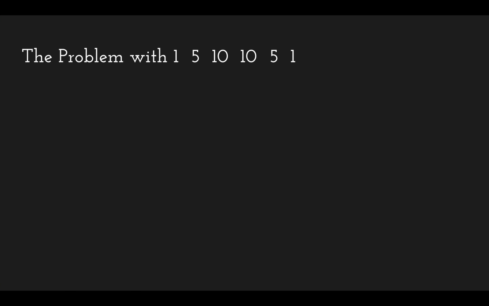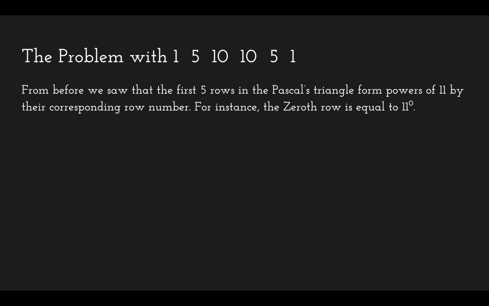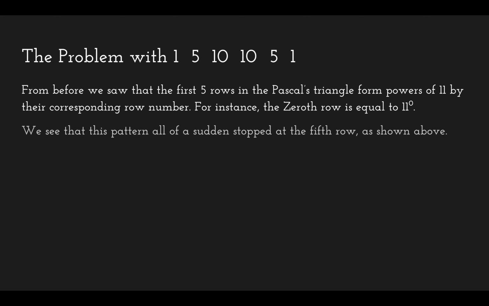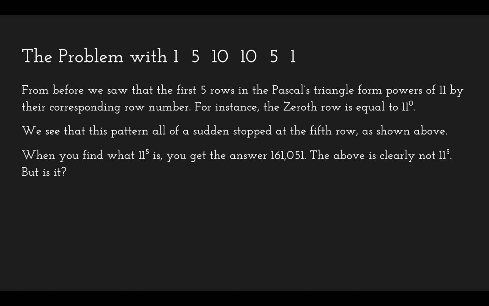The problem is with the numbers 1, 5, 10, 10, 5, 1. From before, we saw that the first 5 rows in Pascal's triangle form powers of 11 by their corresponding row number. For instance, the 0th row is equal to 11 to the 0th. We see that this pattern all of a sudden stops at the 5th row, as shown above. When you find what 11 to the 5th is, you get the answer 161,051. The above answer is clearly not 11 to the 5th. But is it?